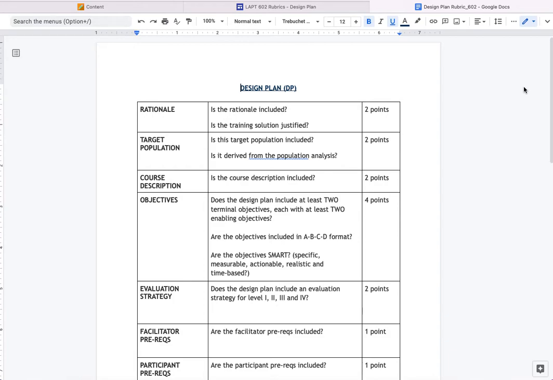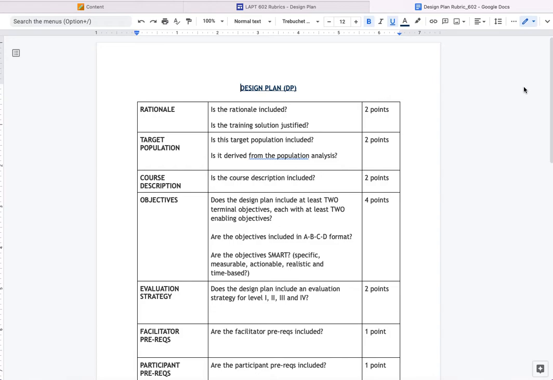A target population is a derivative of your population or your learner analysis. Not all training can reach all people, nor should it. So when you write your target population, you want to be specific about who this course is designed for, who it's intended to impact the most. And you know that because you've written your learner analysis and you've been in community learning with all of the folks in this course.